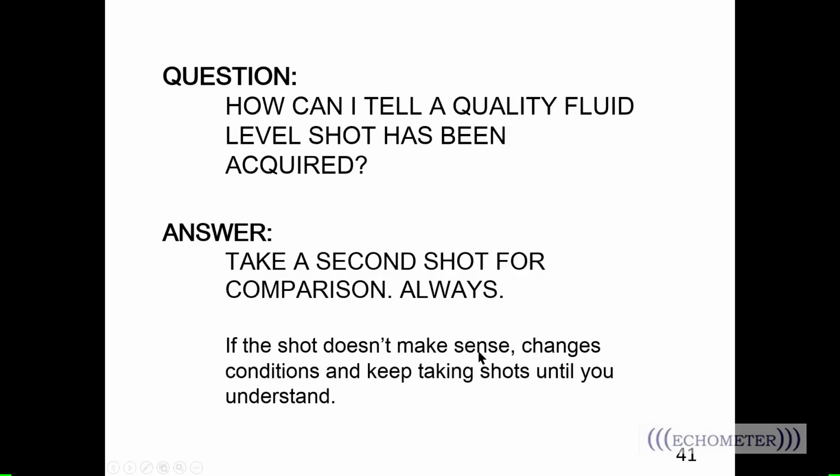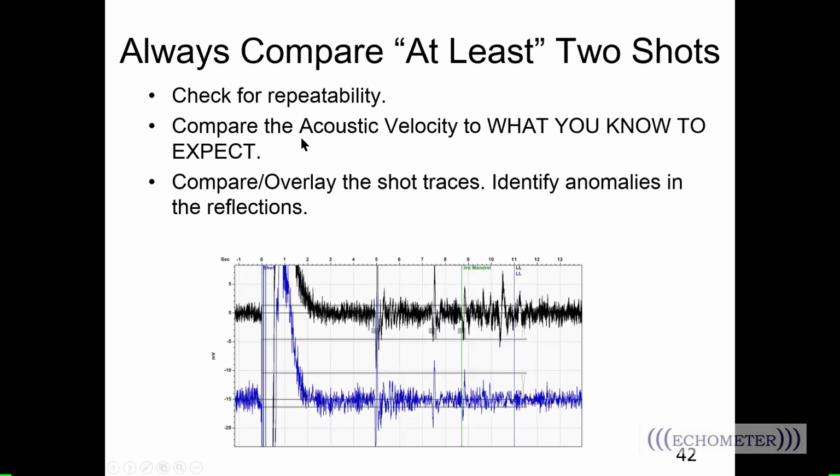How can I tell a quality fluid level shot has been acquired? Our go-to answer is take multiple shots. Take a second shot, take a third shot, take additional shots for comparison always. If the shot doesn't make sense, keep taking shots. Start making changes. Change the conditions. Keep taking shots until you understand. One of the problems that we see, if you only take one shot and you don't have another one to compare it to, something like this might occur.